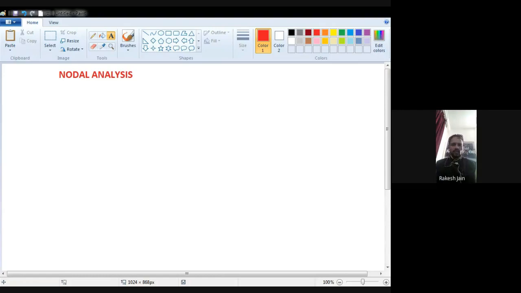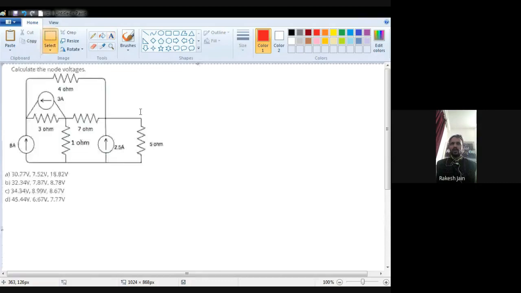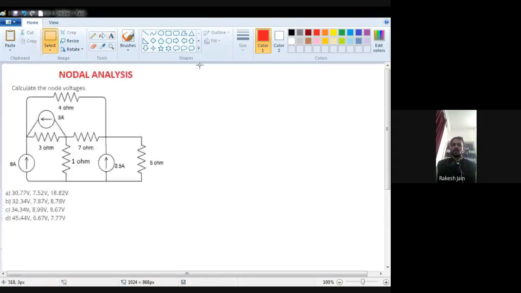So let's see a question. Let's suppose this is an objective question where we have to calculate the node voltages. How many nodes are there and what are their voltages, we have to calculate this. So first of all I just copy this question to find out the answer of this. Okay, so this is my question.